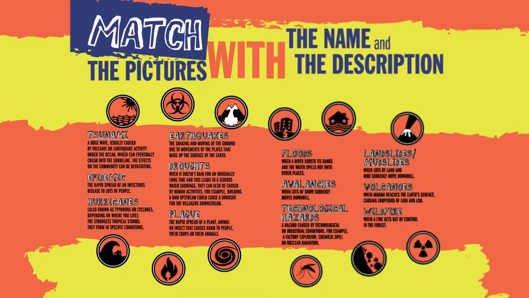A house on the waves. Under it, floods. When a river bursts its banks and the water spills out into other places. Snow coming down from mountains. Under it, avalanches. When lots of snow suddenly moves downhill. 3-winged propeller. Under it, technological hazards. A hazard caused by technological or industrial conditions. For example, a factory explosion, chemical spill, or nuclear radiation.